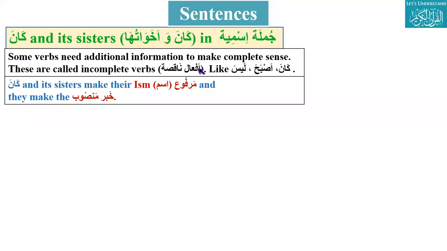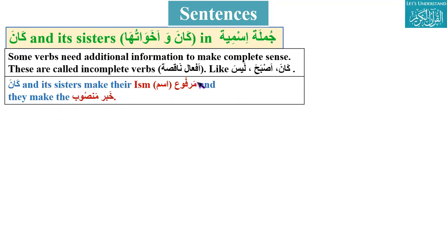As last time, Kana and its sisters, Kana wa ikhwatuha, basically concern Jumla Ismiya. We discussed that some verbs need additional information to make complete sense. Such verbs are called incomplete verbs, or af'al naqisa. In the next session we will see that there are many sisters of Kana, like asbaha, laysa, adha, and many others. Today we will focus on Kana.